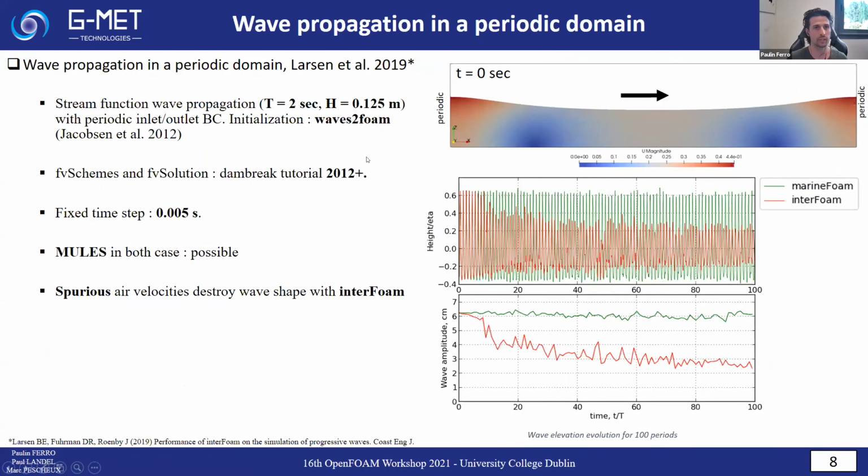Okay, so now a test case for wave propagation exercises in a periodic domain. This test case comes from the paper of Larsen. Basically, you have a periodic domain and you initialize a wave. The wavelength is equal to the length of the domain. So you have inlet and outlet periodic conditions. Basically, the wave will travel infinitely in the domain.